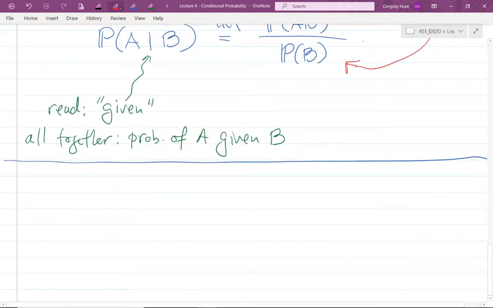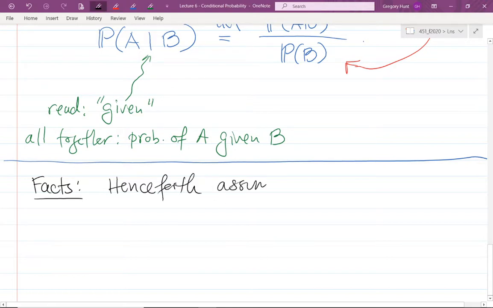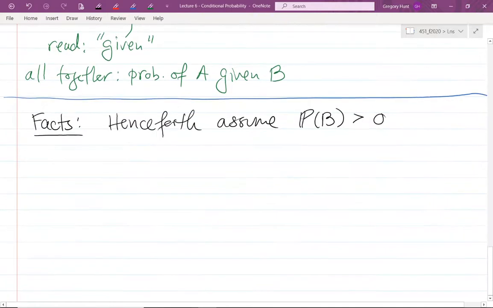Let's talk about some facts about conditional probability. Henceforth, assume that the probability of B is bigger than zero. Whenever I condition on an event, I'm going to tacitly assume that its probability is non-zero. Otherwise, it's not well-defined.